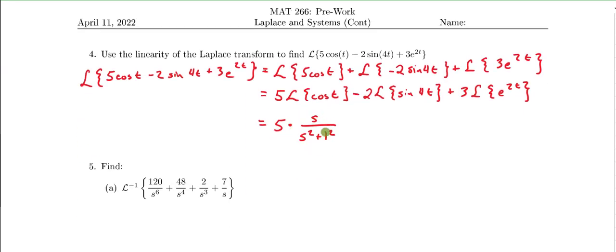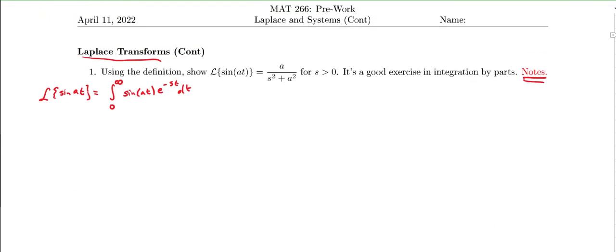This makes the assumption here, we should keep track of our assumptions, that s is greater than 0. We'll need that. Minus, and then we'll use the Laplace transform for the sine of 4t, which you've just learned. And this is going to be 4 all over s squared plus 16. Remember, that's using the derivation that you've worked for the Laplace transform of sine of at.